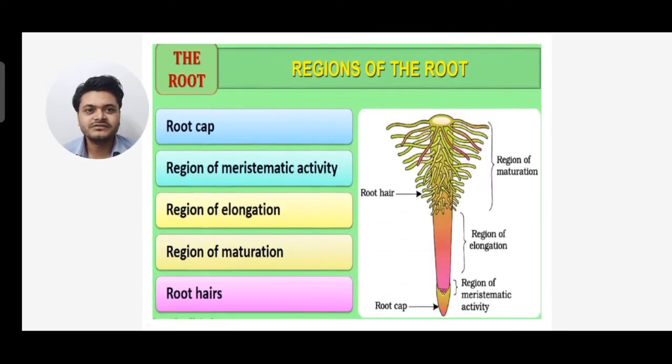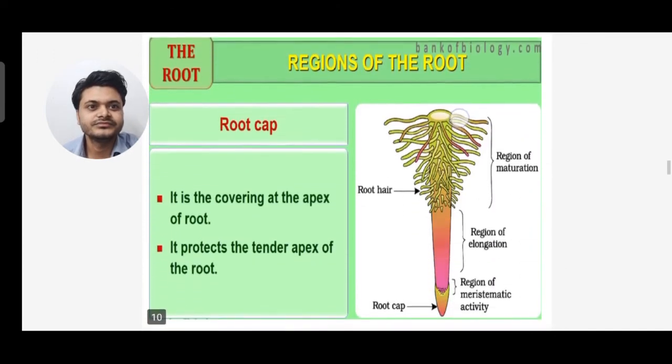Now we'll see the different regions of the root. We have the root cap, a region of meristematic activity, region of elongation, region of maturation and root hair. You can see the figure on the right-hand side: the root cap is there, region of elongation is there, region of maturation is there, root hair is there, region of meristematic activity is there.